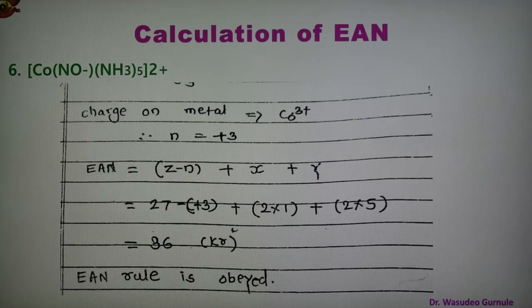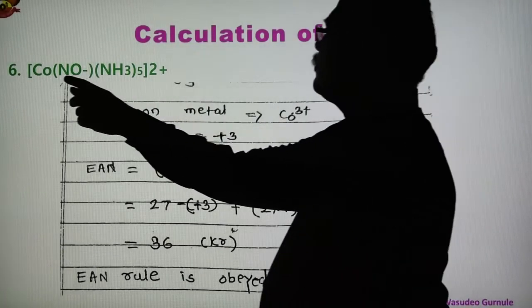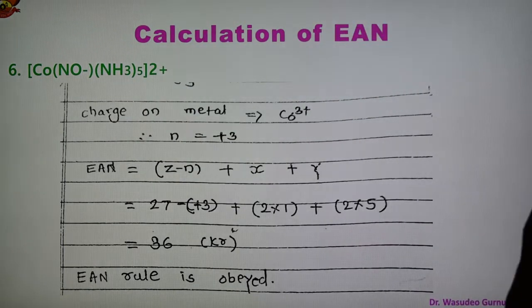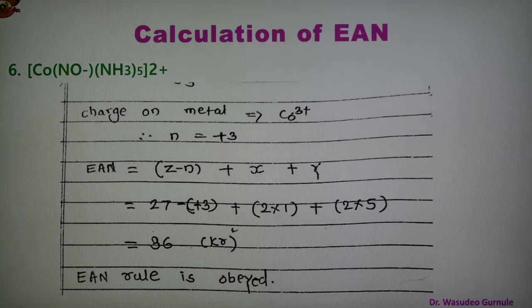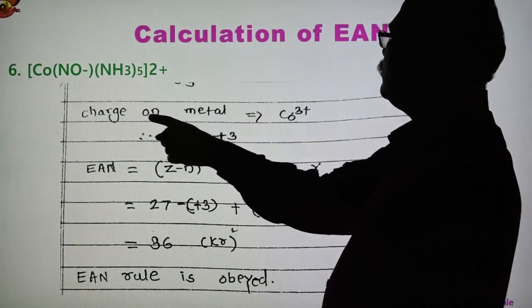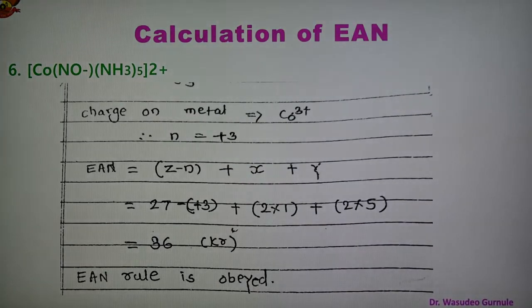The next example is [Co(NO)(NH3)5]2+. So here cobalt, NO minus, NH3, and 2 plus charge is there. Ammonia is neutral, and in this case it is a metal nitrosyl where the charge on cobalt is 3 plus, because NO is negative. So n equals plus 3. So in this case the value of n is plus 3.